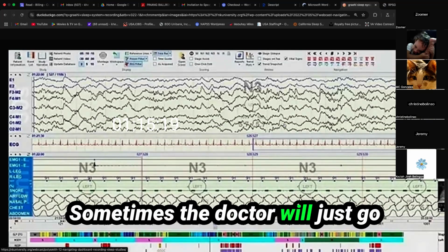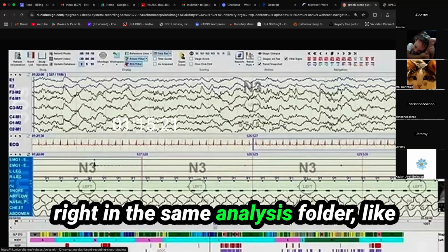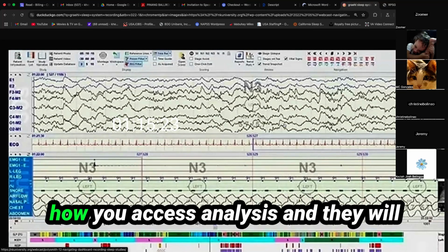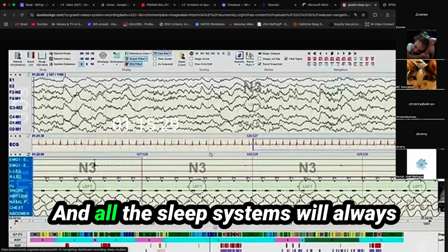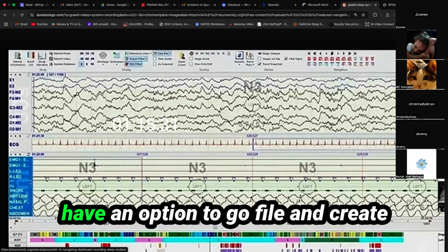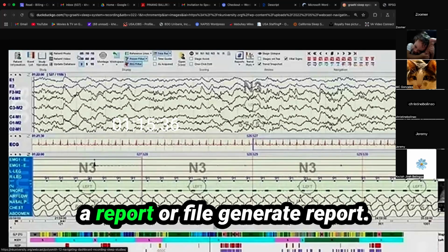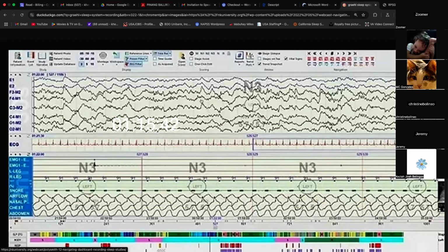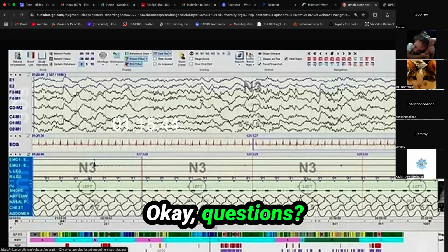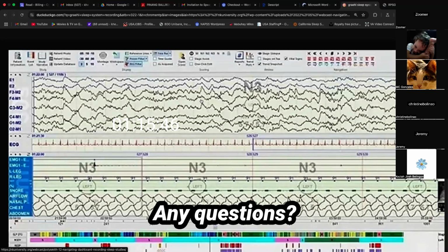Sometimes the doctor will just go right in the same analysis folder, like how you access analysis, and they will interpret the study from here, right? And all the sleep systems will always have an option to go File and Create a Report, or File, Generate Report. That's after you already read the study. Okay? Questions? Any questions?